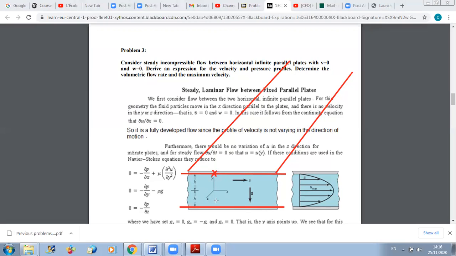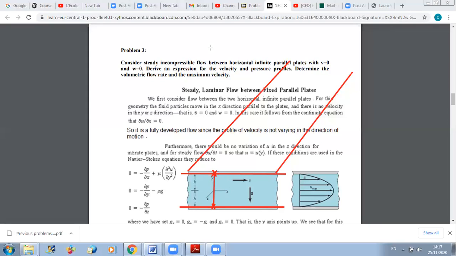So if I have fixed plates, I should have the same velocity here, which is 0. If I have moving plates, I should have for the fluid the same velocity as the plate. So in Y direction, I am restricting my fluid because the velocity at these two points is given by the velocity of the plate. So the plates will impose the behavior of my fluid in Y direction.